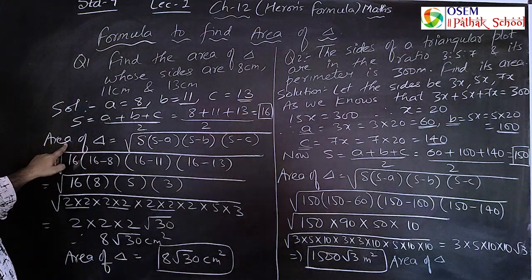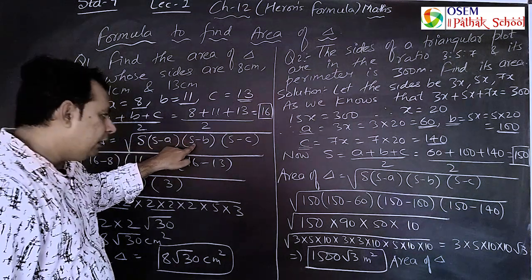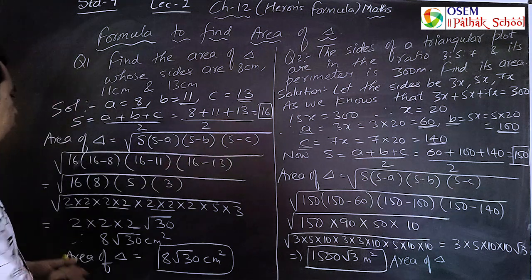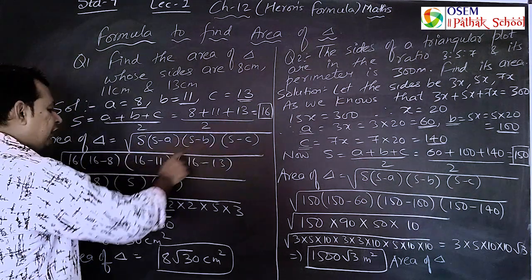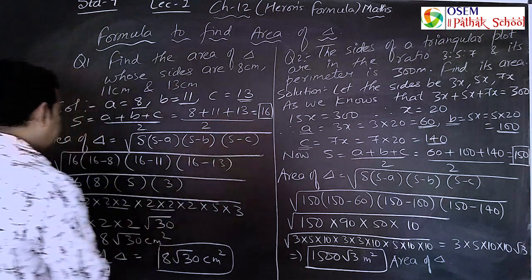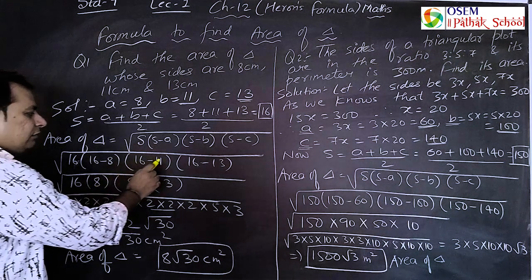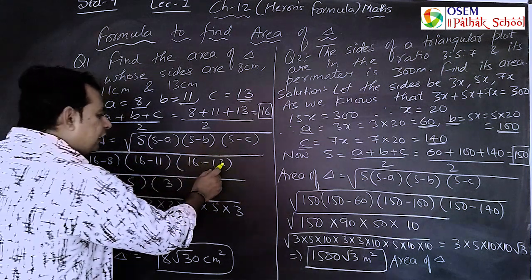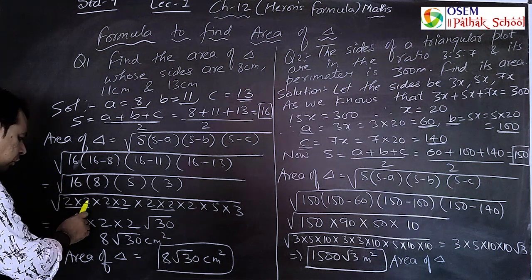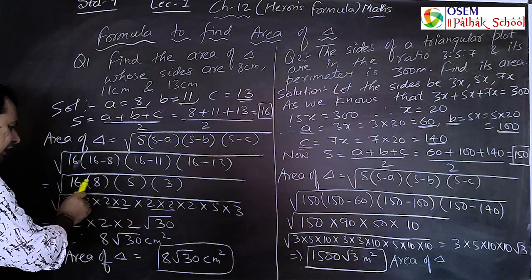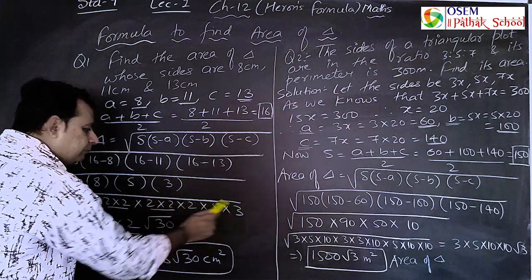Now I am applying Heron's formula. This is root over S, S minus A, S minus B and S minus C. So value of S is 16, value of A is 8, value of B is 11 and value of C is 13. So 16, 16 minus 8 is 8, 16 minus 11 is 5 and 16 minus 13 is 3. Now I have split down this 16 into 2 into 2 into 2 into 2, 8 that is 2 into 2 into 2, and this 5 and this 3.